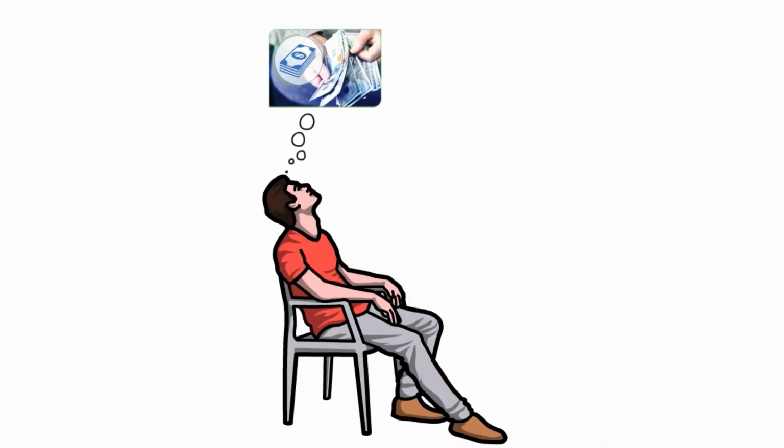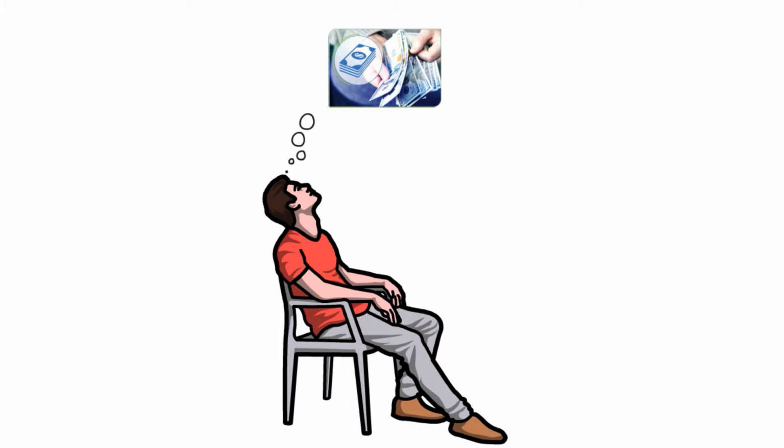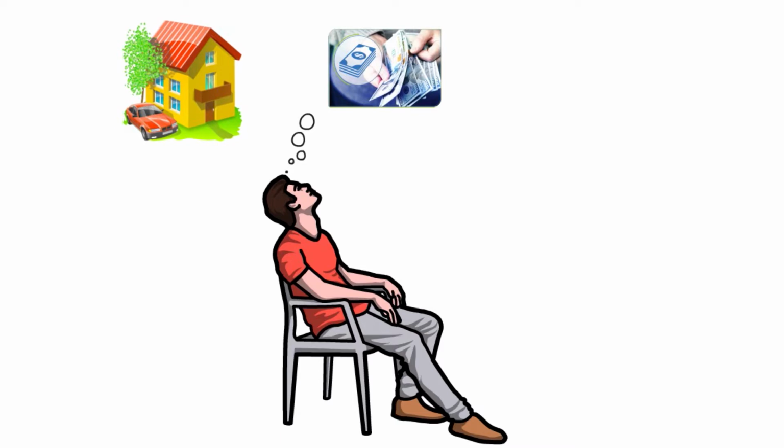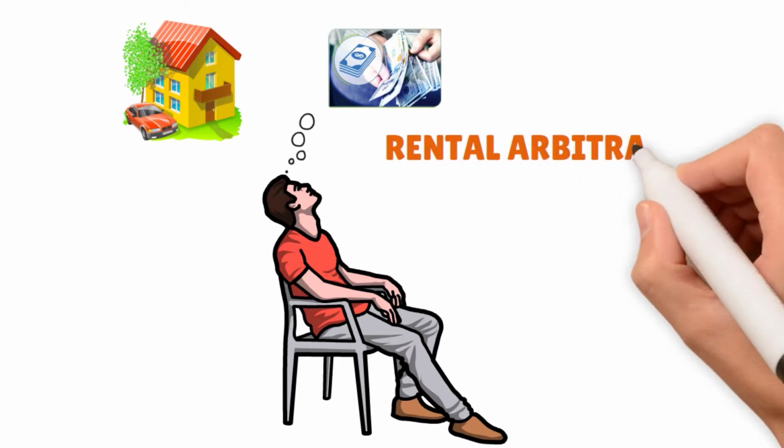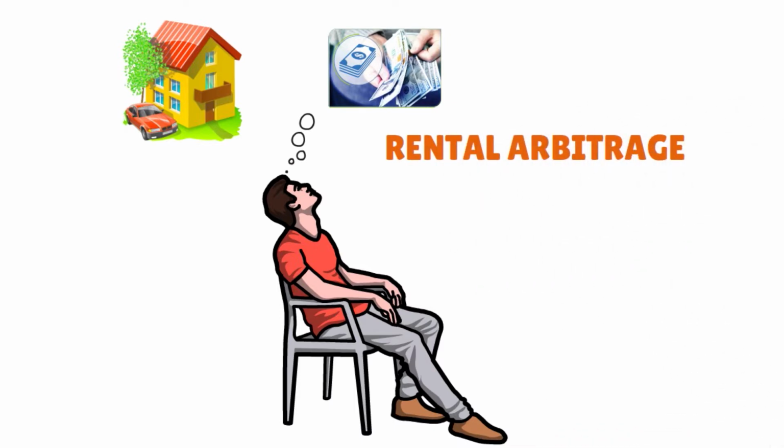When most people think of real estate investing, they usually assume a few things. One, they think they need a lot of capital to get started. And two, they think they need to own a lot of property to make money. Actually, that's not true. There is something called rental arbitrage. I want you to remember this word, rental arbitrage. This is quintessential when it comes to making money on Airbnb, Vrbo, and other websites.